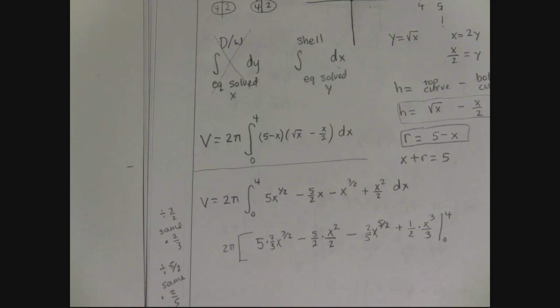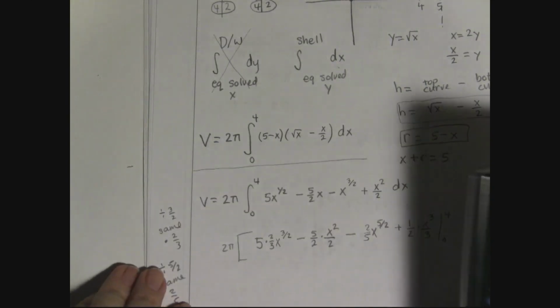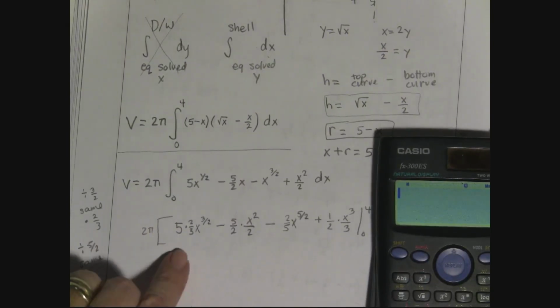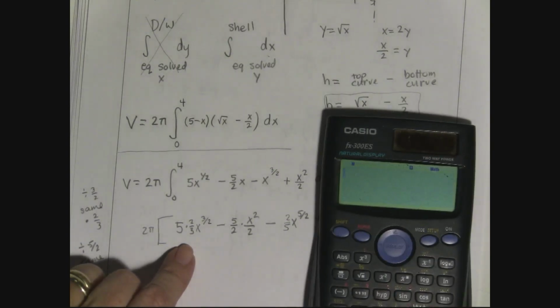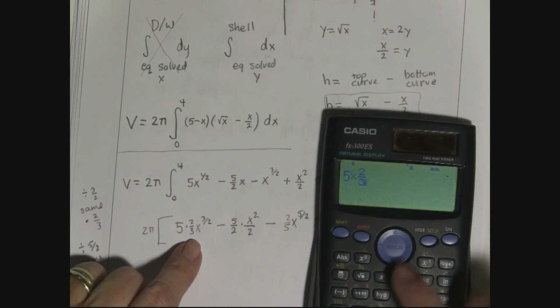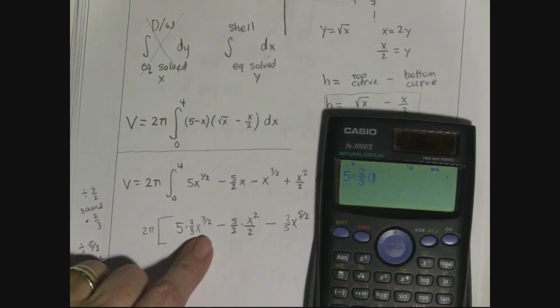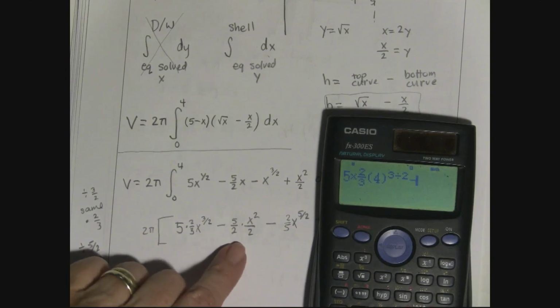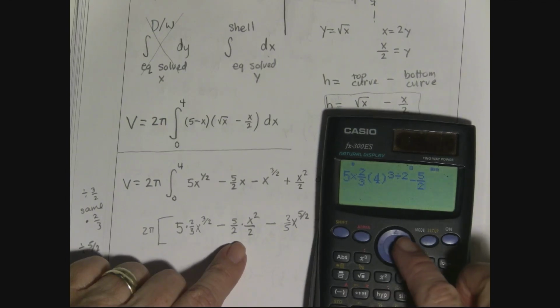And I'm tired. And I'm not hungry anymore, though, but I am tired. And so I'm not even going to put that together. I'm just going to put it in my calculator. And so I'm going to have 5 times 2/3, and then 4 raised to the 3/2 downstairs, minus 5/2 downstairs.